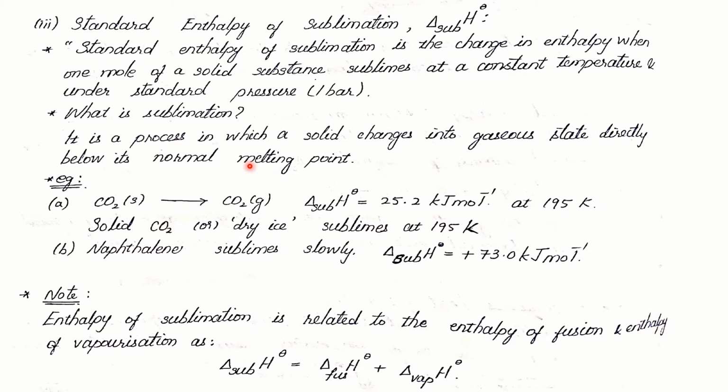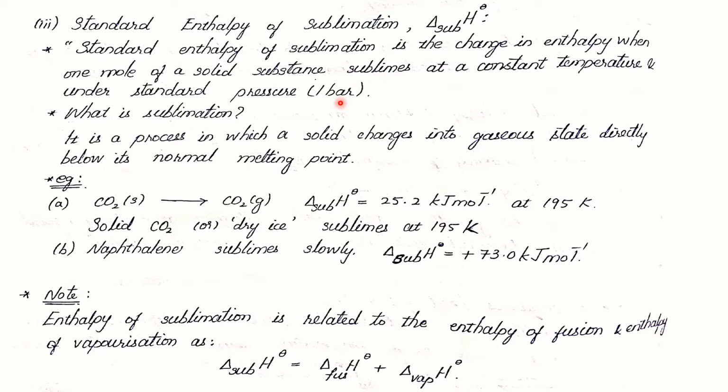Now, what's the definition for standard enthalpy of sublimation? It is nothing but the enthalpy change when 1 mole of a solid substance sublimes at a constant temperature and under standard pressure, which is 1 bar. So what is a standard enthalpy of sublimation? It is the enthalpy change, or in other words, energy change that occurs when 1 mole of a substance in the solid state is directly converted into its gaseous state at a constant temperature and 1 bar pressure.